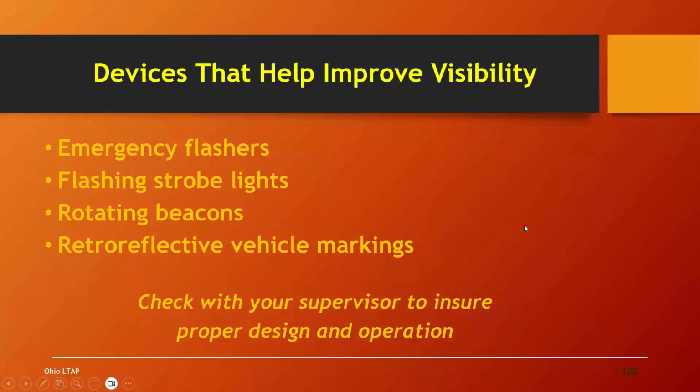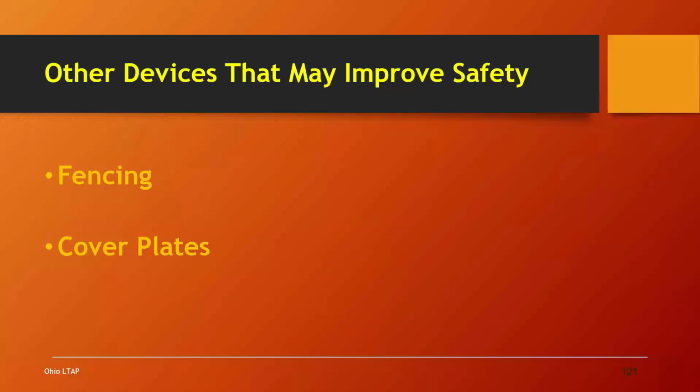But these devices are usually called out in the notes page. Like in mobile operations, there's a note that says you shall use high-intensity rotating strobe lights on your shadow trucks or work trucks. Then we have some other devices that improve safety, like fencing and cover plates. Let's see what they look like.